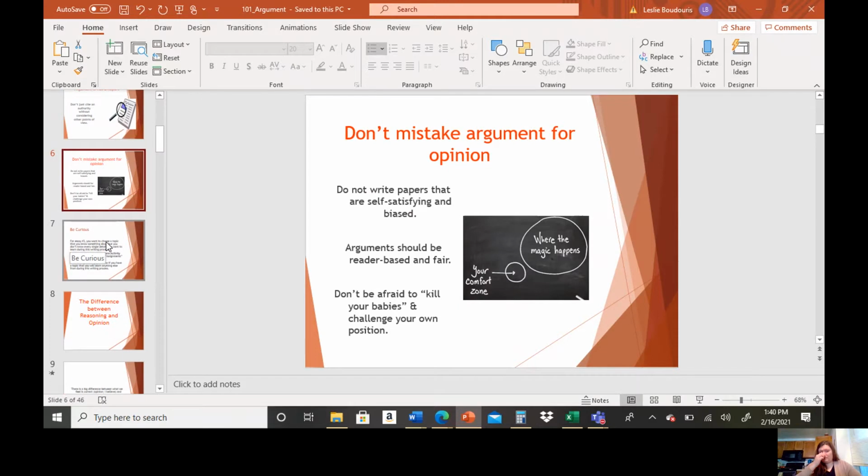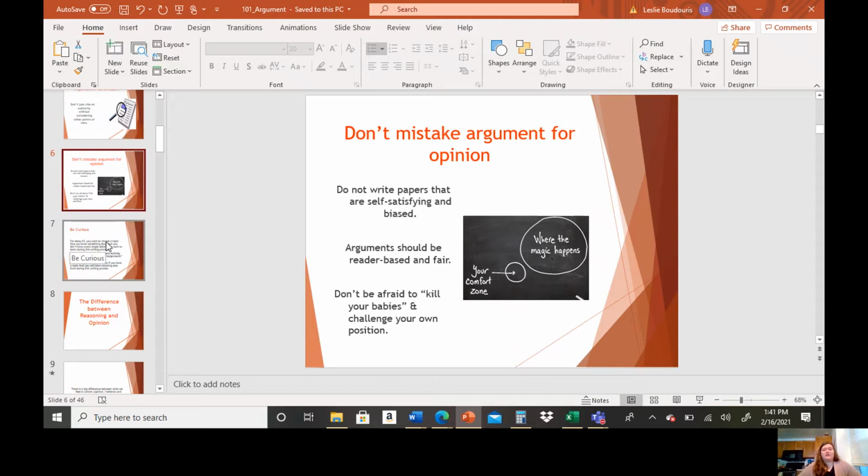Don't mistake argument for opinion. If your claim is more biased, somebody might say, vanilla ice cream is my favorite flavor. That is very opinionated, and there's no way to support that. It's your favorite, that's exciting. I prefer chocolate, but that's just going back and forth. Okay, cool, you like vanilla, but why does that matter? There's really no argument. It's just an opinion.